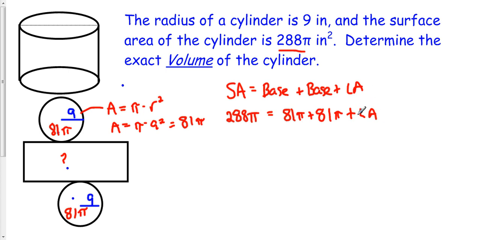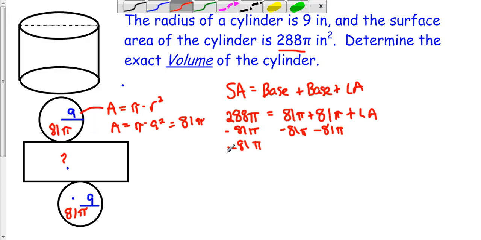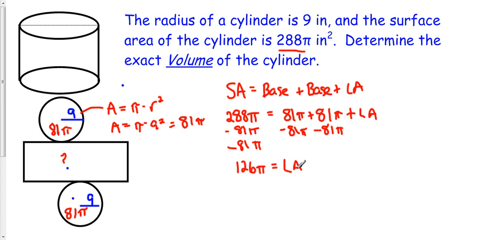So we could actually figure out the lateral area fairly easily. We're going to subtract 81 pi from both sides, and we'll do that twice because we have 2 81 pi's. So let's bust out our calculator. We're going to say 288 minus 81, and then minus 81 again. So that's 126 pi for our lateral area. So this is good. Let's label this. We know this is going to be 126 pi for this area.